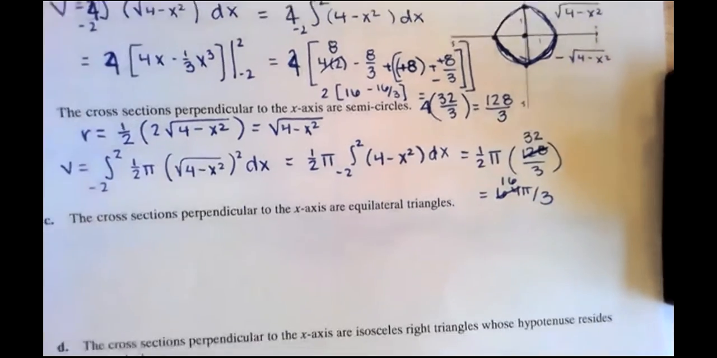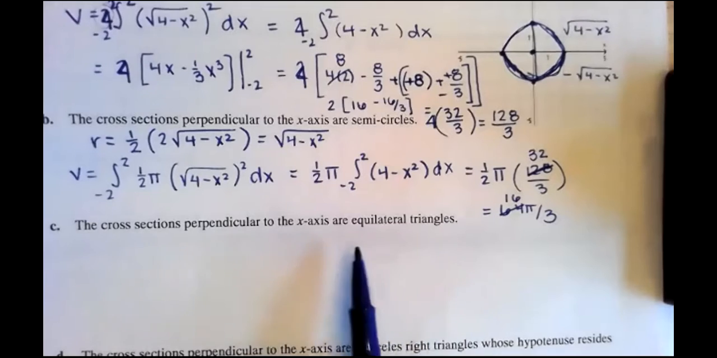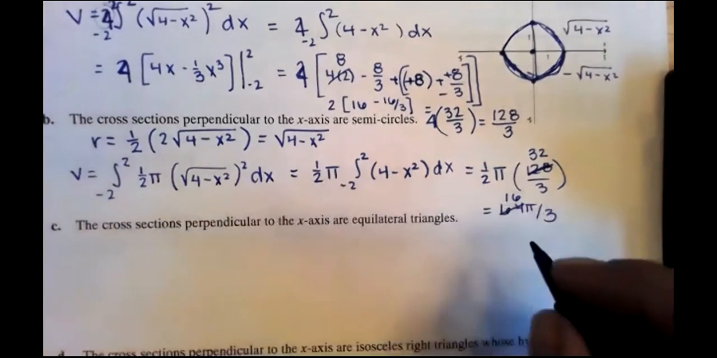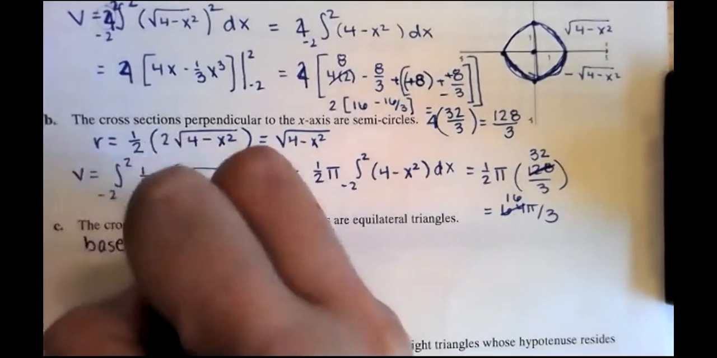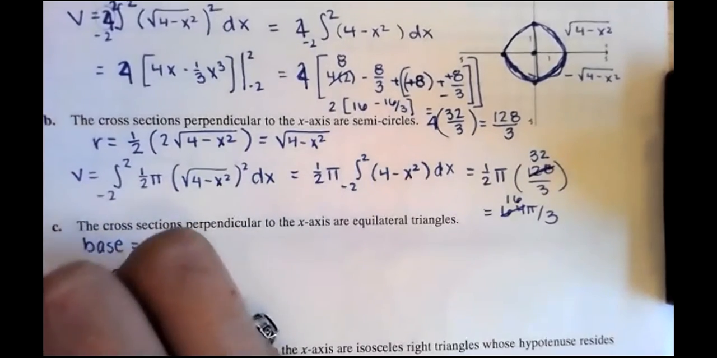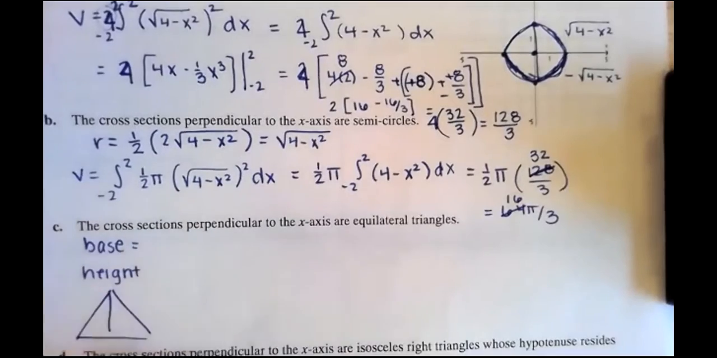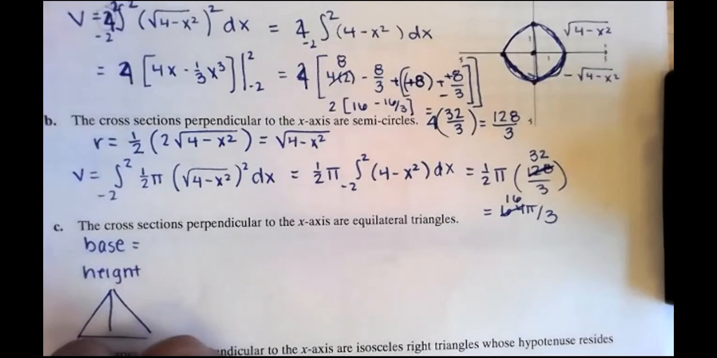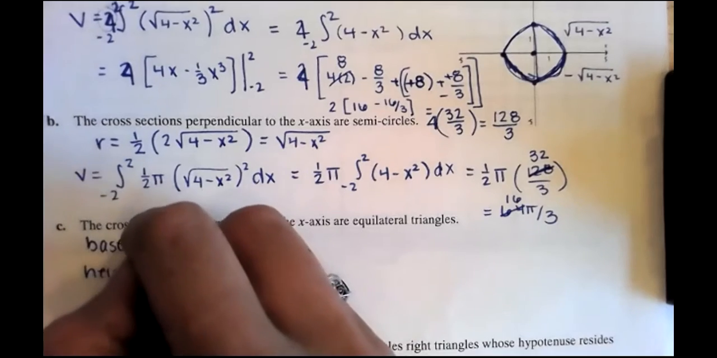Okay, the cross sections perpendicular to the x-axis are equilateral triangles. So again, as you work through this, most of them are repeated answers and problems. So for equilateral triangles, that base and height are going to come from that 30, 60, 90. So your base is still going to be that 2 square roots of 4 minus x squared. So that doesn't change.